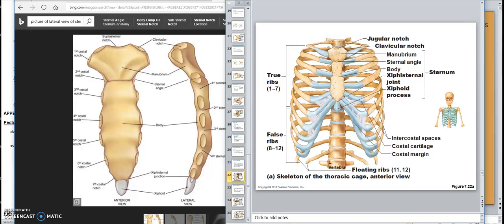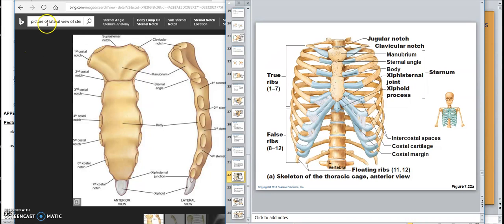Class, I want to just mention the sternum one more time. This right here is the manubrium. Then we have a bend, that's called the sternal angle. See how it bends down? Then this is the body of the sternum, and this is the xiphoid. The xiphoid stays cartilage for quite a while, until like the 40s. Then it becomes bone. All right, so that's what we have there.